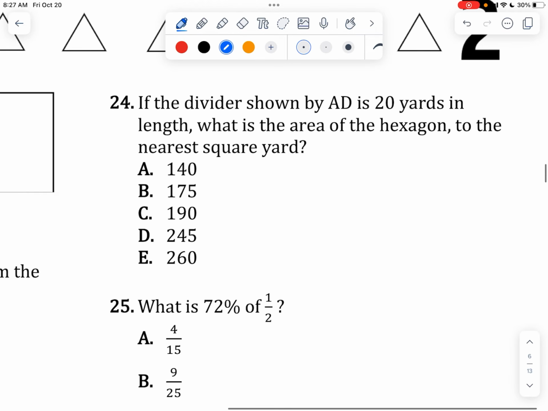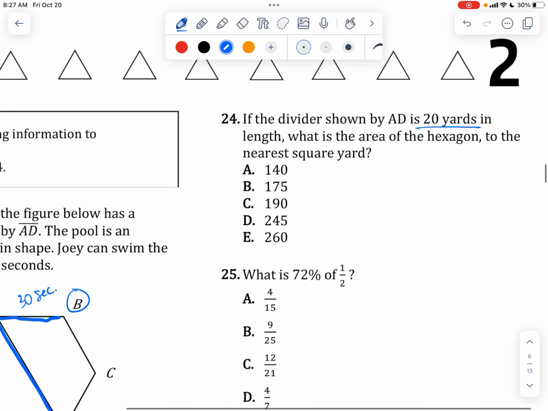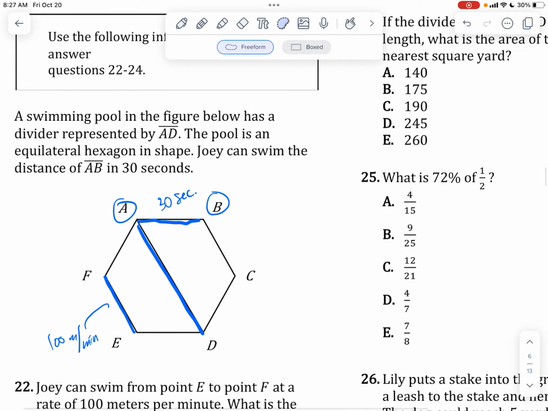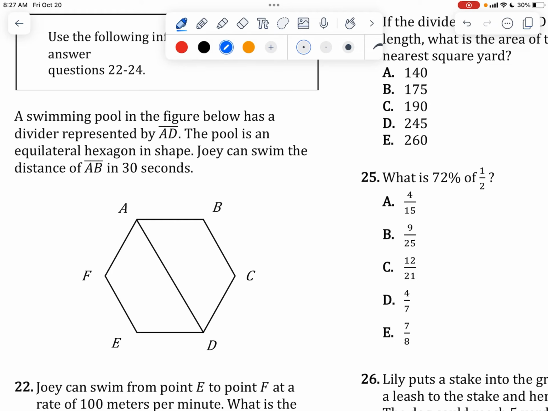If the divider shown by AD is 20 yards in length, what is the area of the hexagon to the nearest square yard? So if it's 20 yards in length, what is the area of the hexagon? Keep in mind, it's an equilateral hexagon. So if this is 20, let's just draw dividers everywhere just to visualize this. So we're told that the entire thing is 20. Note that this would also be 20 and this would also be 20. They're all 20.